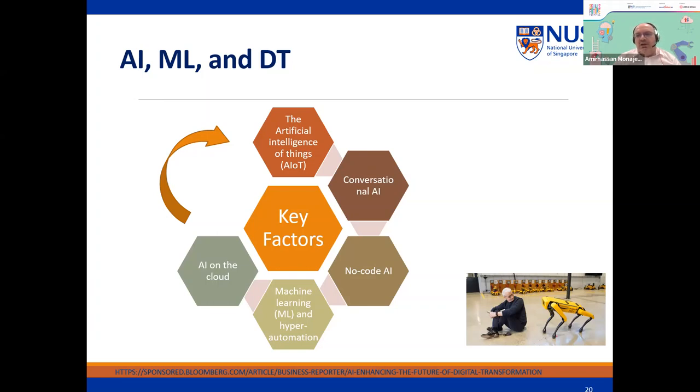No-code AI is there. We don't need to be very smart and good programmers to use AI from now on. We can just use modules ready to be used, developed before, and we can combine these components and have our AI-enabled, digitally transformed business. Machine learning and hyper-automation are available here, and we can have AI on cloud services as well, where cloud service providers give us some options to use AI and machine learning services as well. We save our data on a cloud, and now we can use their services for AI and machine learning materialization as well.